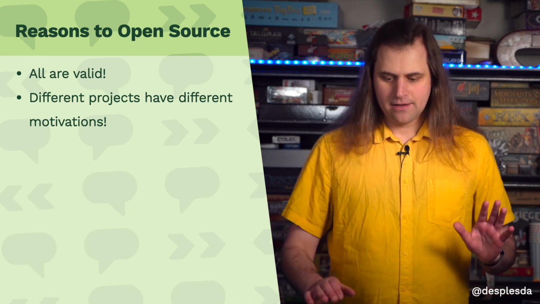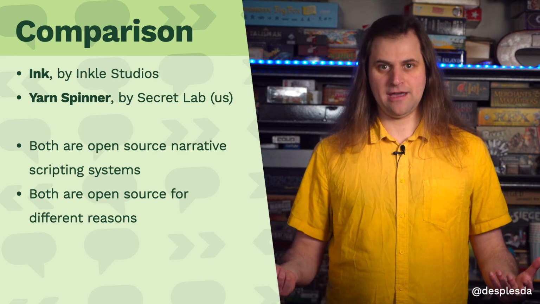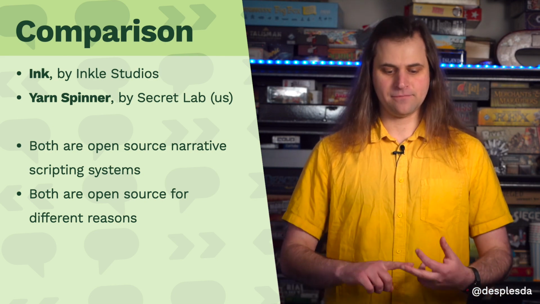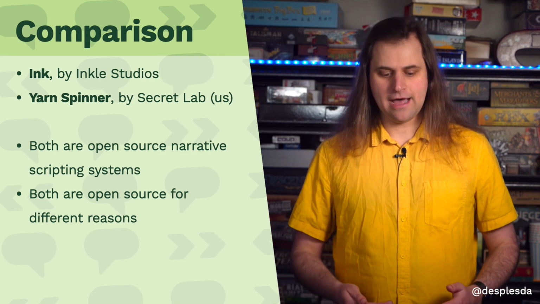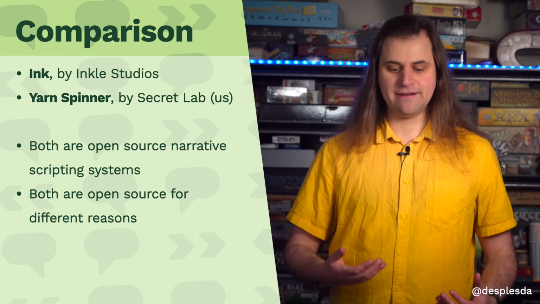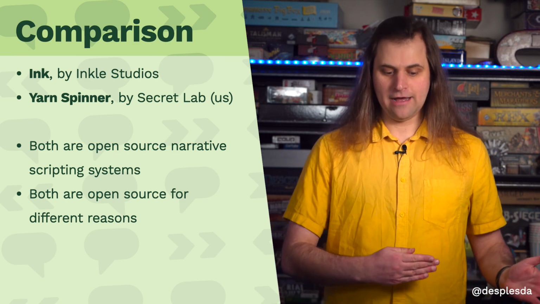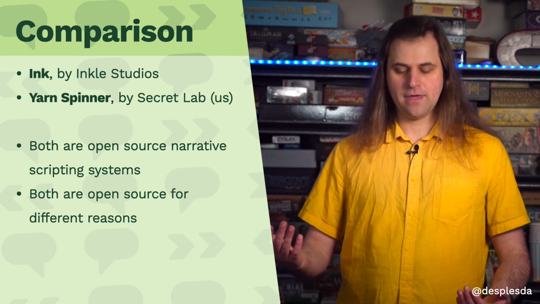So I'd like to compare two similar and related projects in the field of games, in the field of open source, in the field of narrative. Yarn Spinner, my project, and Ink by Inkle Studios are two similar open source narrative scripting systems. Ink is by the well-known studio Inkle, who are famous. They made 80 Days, they made Heaven's Vault, they made Overboard. Yarn is by Secret Lab, my studio, which is much less well known. We're known for, well, we helped on Night in the Woods that one time.